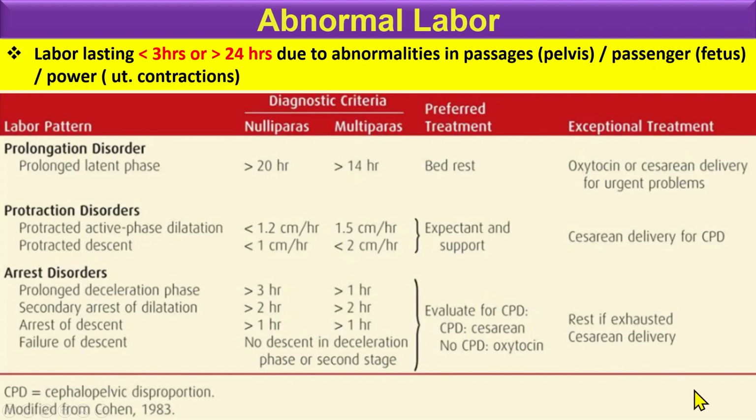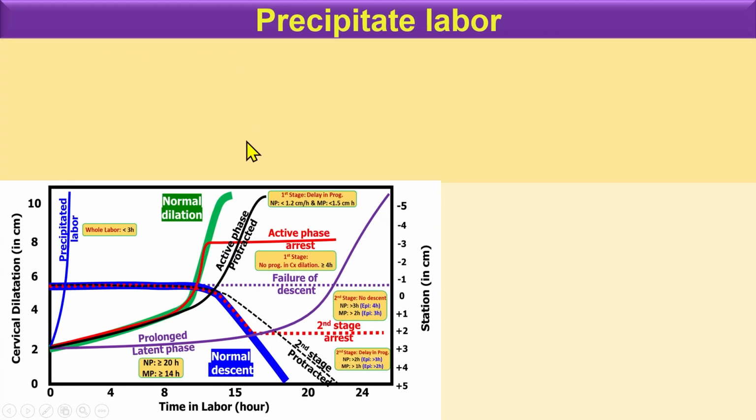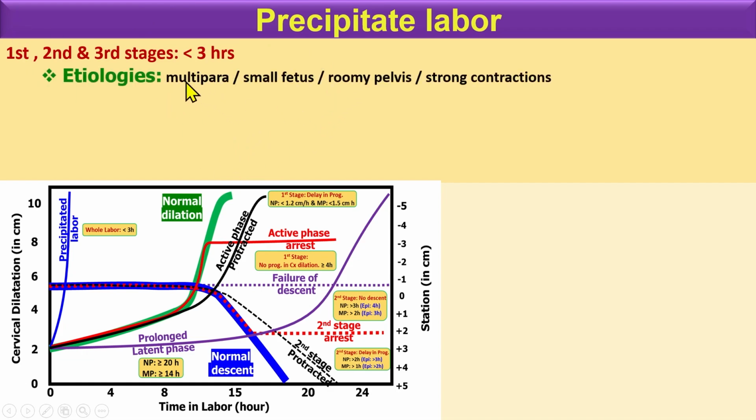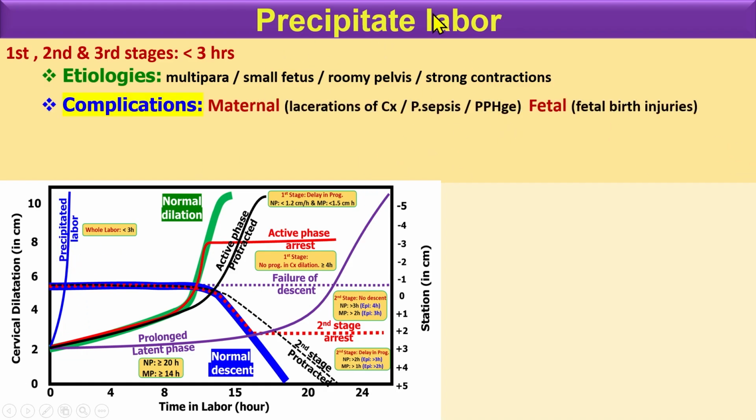Now look at the etiologies and the complications associated with precipitated labor. In the etiologies, you know better: multipara, small fetus, roomy pelvis, or strong contractions lead to precipitated labor. The maternal complications are laceration of the cervix, puerperal sepsis, or postpartum hemorrhage, and fetal birth injuries can occur due to precipitated labor.